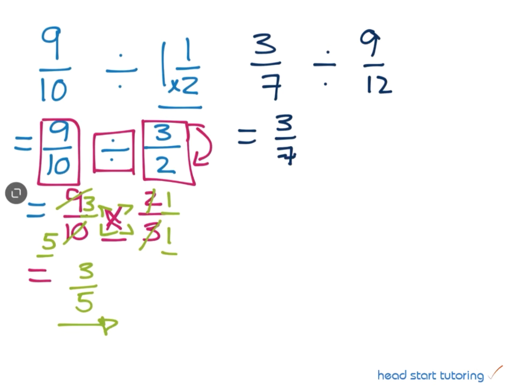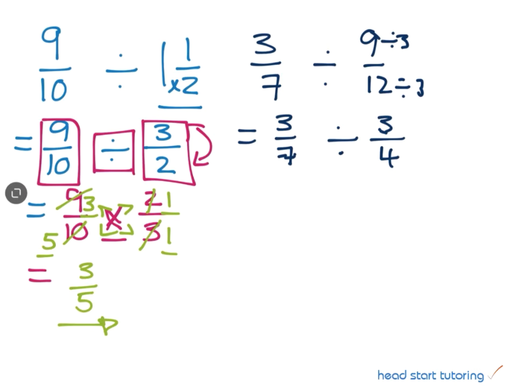But 9 over 12 can actually be simplified because we know that 3 fits into both 9 and 12. So 9 divided by 3 is 3. And 12 divided by 3 is 4. So 9 over 12 is equal to 3 over 4.